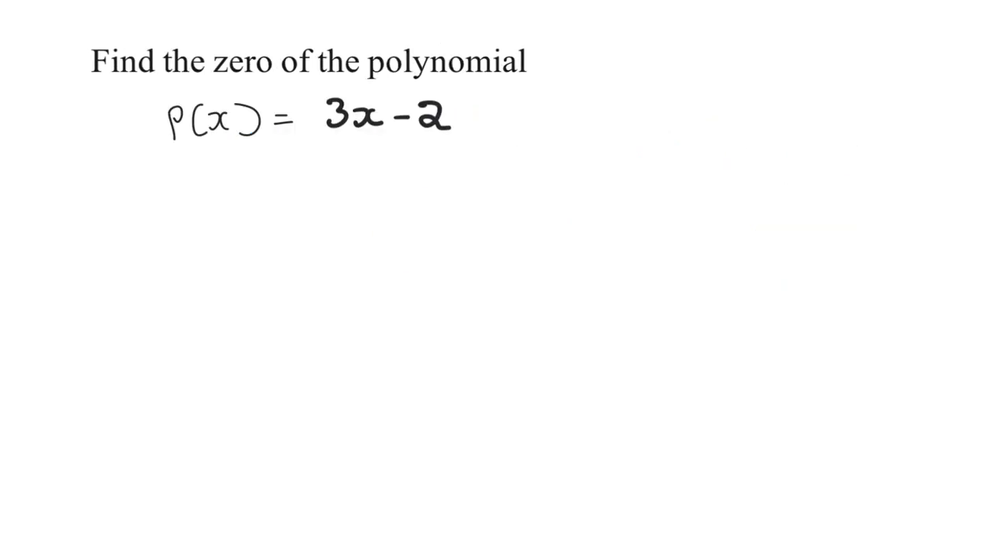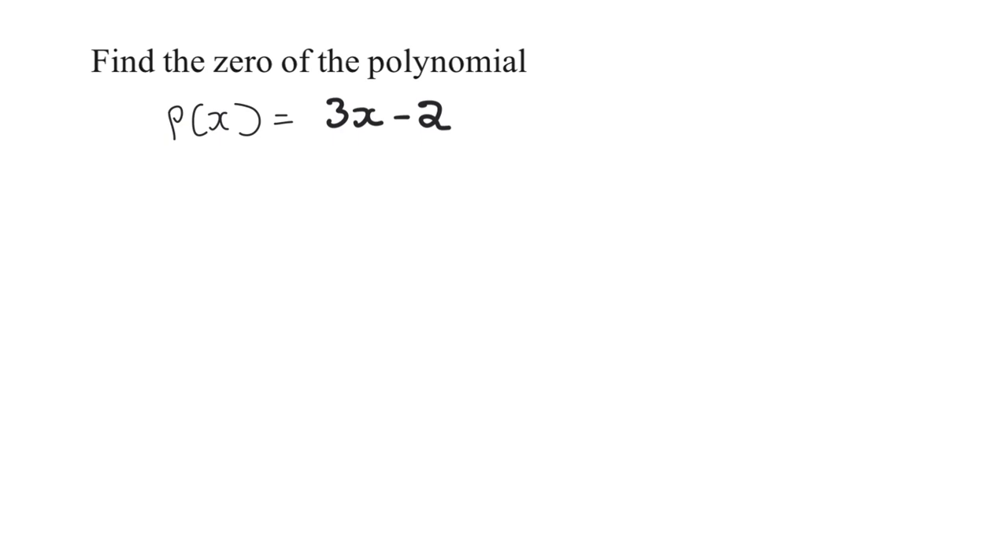Find the zero of the polynomial p of x is equal to 3x minus 2. So how do we go about finding the zero of the polynomial? Always remember, the best way to learn is to ask questions to yourself and then get on the journey of figuring out the answers. Pose questions to yourself. How do we find the zero of the polynomial? But before that, what do we mean by the zero of the polynomial? A zero of the polynomial is that number which will make the value of the polynomial equal to 0.